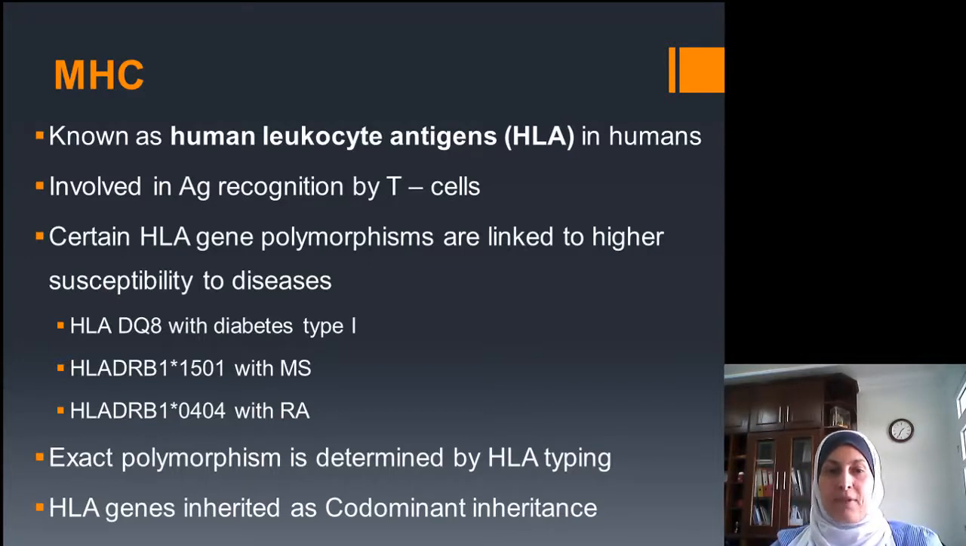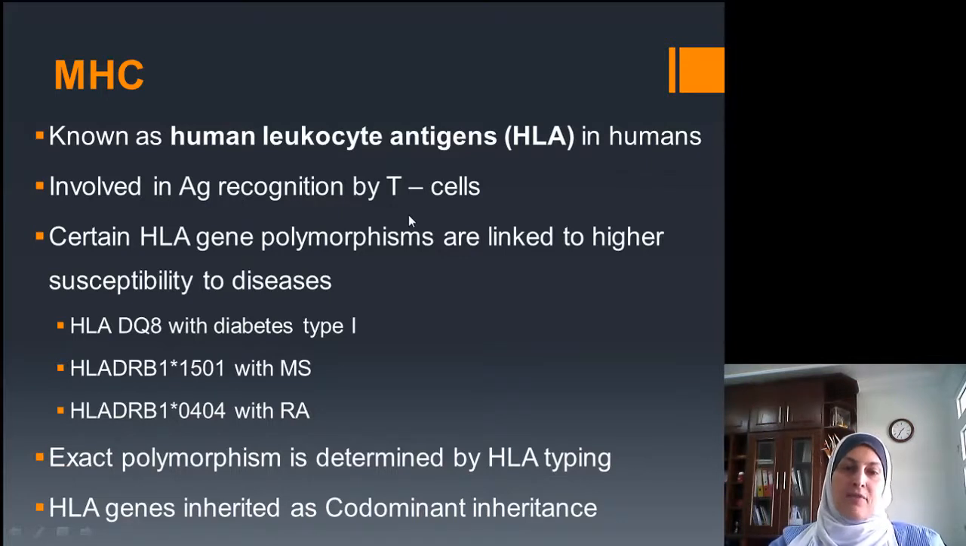As you have seen, MHC is the major part for antigen recognition in T cells. Without MHC, a T cell cannot recognize any antigen. And we have different types of HLA, and this typing is determined by studying the polymorphisms in the MHC or HLA genes.